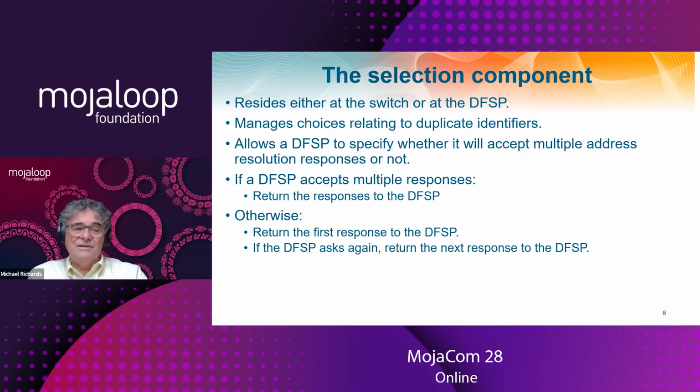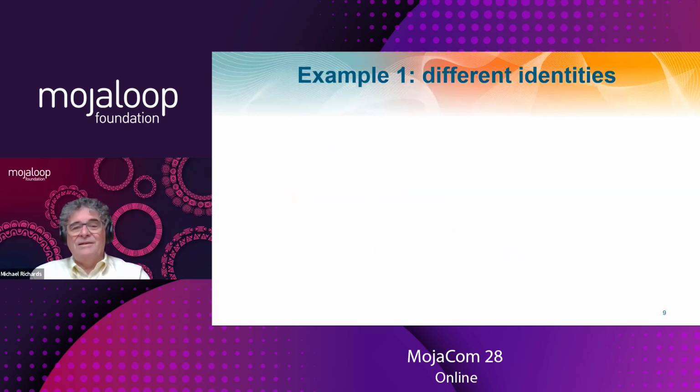So that would mean that essentially the DFSP, without needing to do much more than what it does already, could say, no, I don't like that one, give me another one. And instead of that response being routed through the system, it would just go to the selection component, which would respond from the material that it already had. Now, let's see how this might work in practice.